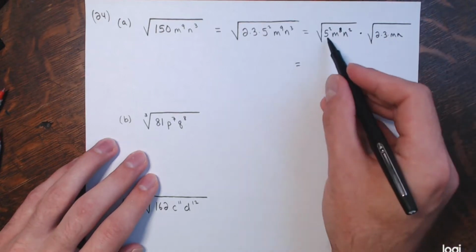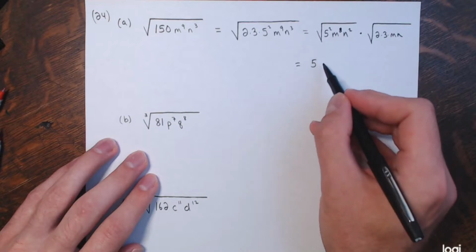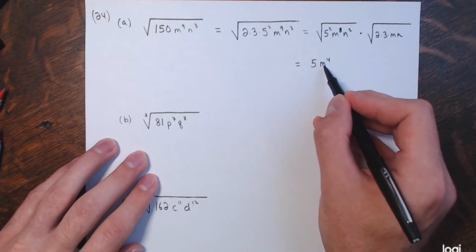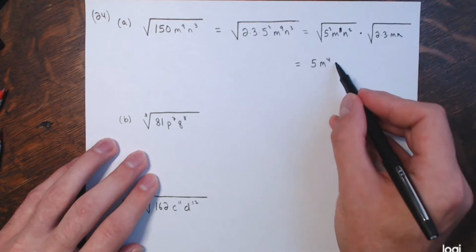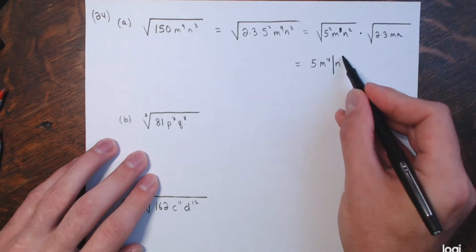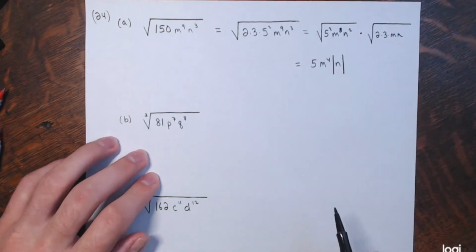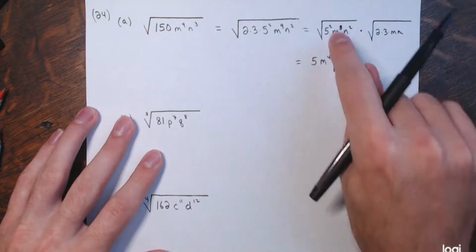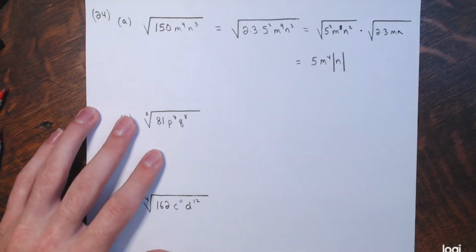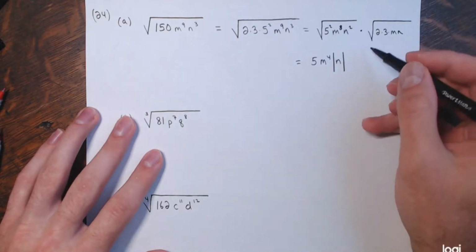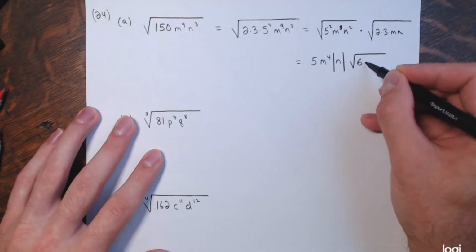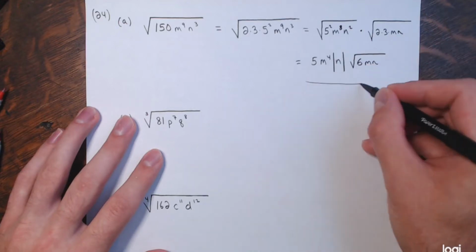Alright, now the square root of 5 squared is 5. Square root of m to the 8th would be m to the 4th, which will always be not negative. Alright, it's an even power. Square root of n squared, though, is n. Just the n needs the absolute value around it. Right, because that can be negative, and I'm taking an even root. This symbol means I want the non-negative root. Right, so I need to ensure that with an absolute value symbol around my result. Then times the square root of 6mn. 2 times 3 is 6 times m times n. And there you go.